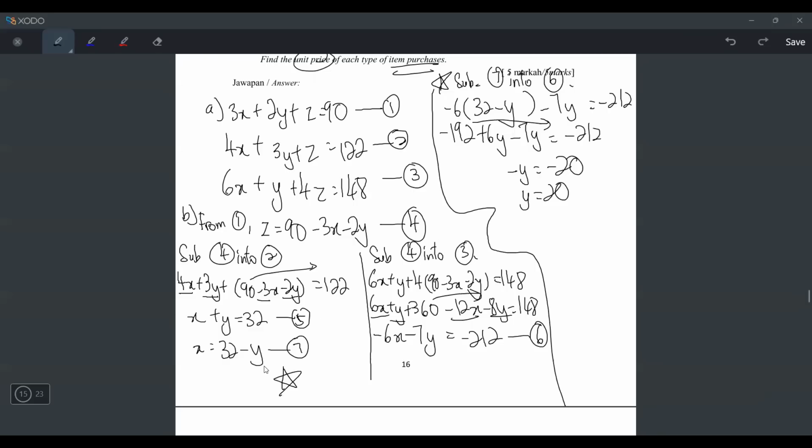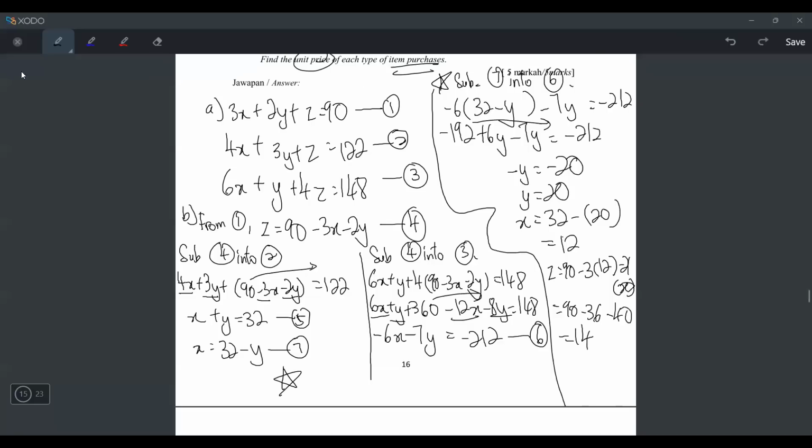So how to find x? You can ganti into equation 7. Okay, just ganti itu equation yang ada dua unknown lah. So 32 minus y, which is 32 minus 20, you end up with 12, right? And now to find z, you can ganti into equation 4. So z equals 90 minus 3x minus 2y. So the x is 12 and the y is 20. So press in the calculator, 90 minus 36 minus 40. So 90 minus 76. So you get 14.